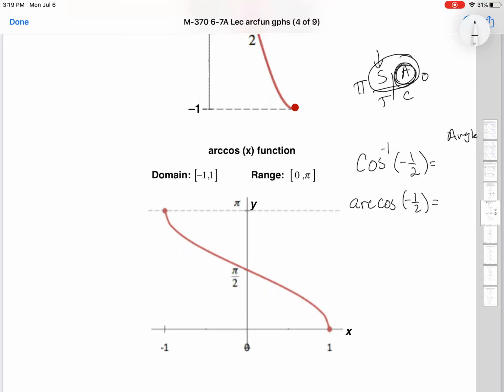And so you're looking for a second quadrant angle that has a pi over 3 reference angle. Easy. 2 pi over 3 is the only answer. You can tell me all day that the cosine of negative pi over 3 is negative. That's right. And the cosine of 5 pi over 3 is negative. That's right. But the cosine inverse function can only spit out between 0 and pi.